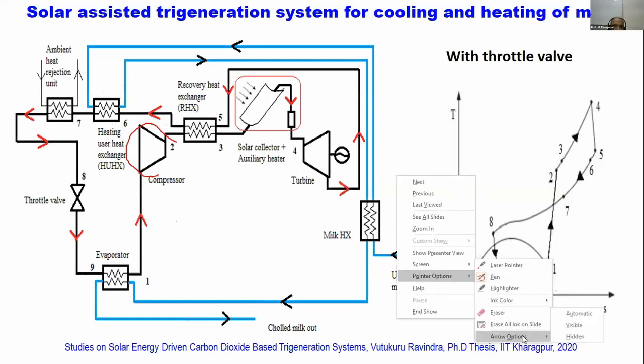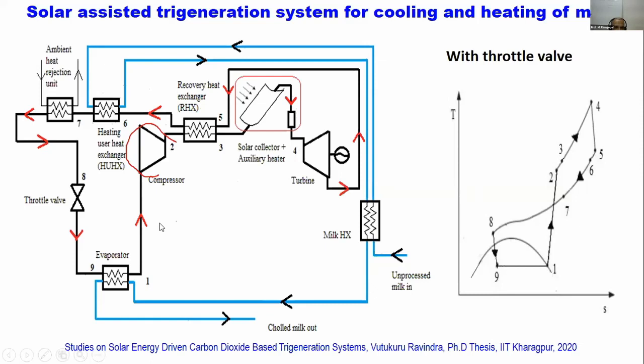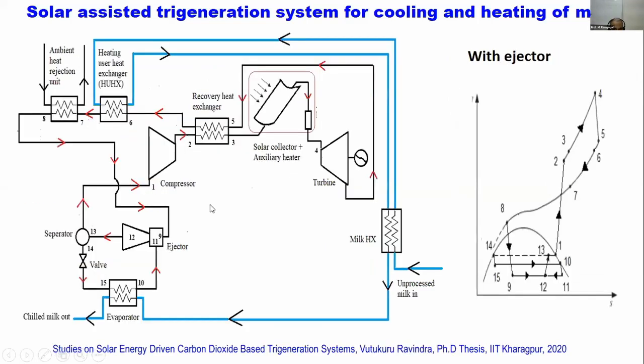So of course, one can also think of replacing this throttle valve with an ejector. So that this system is exactly the same as the previous system. The only difference is that here we have used an ejector in place of a throttle valve, and the rest of the components are the same. Okay, so because we are using an ejector, the TS diagram gets modified, and you can see the modified TS diagram here.